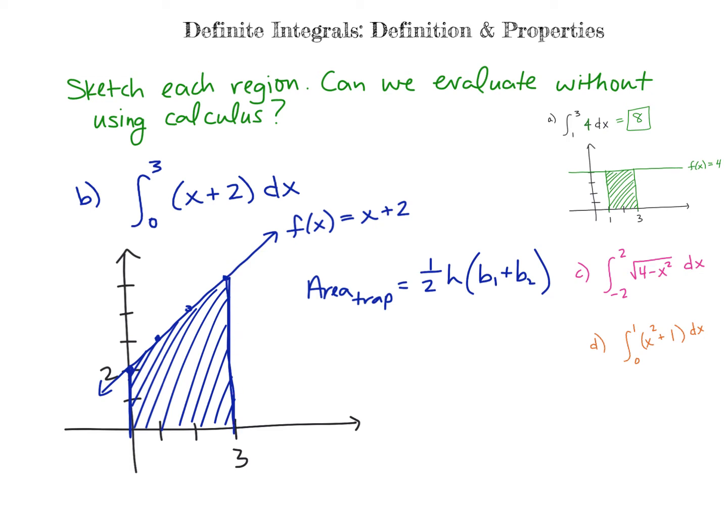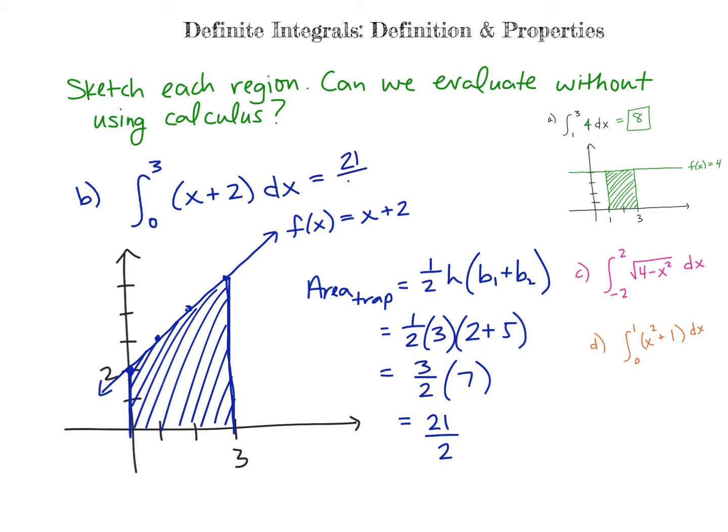length of 5. So when we evaluate here after plugging this stuff in, we'll have 3/2 times 7, which is 21/2, or 10.5. So the area underneath the curve x plus 2 from 0 to 3, or the definite integral, is equal to 21 over 2, or 10.5.